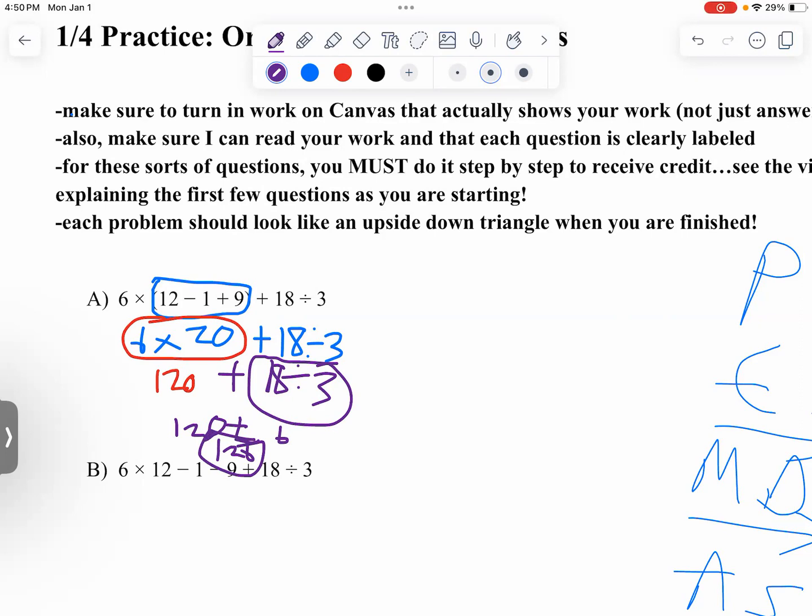Notice this ends up looking kind of like an upside down triangle coming down to a point, because it's getting shorter and shorter. I need the steps to look like this. I need you to do one step at a time, and I need you to show which operation you're doing by circling the operation you're doing. So that's A.